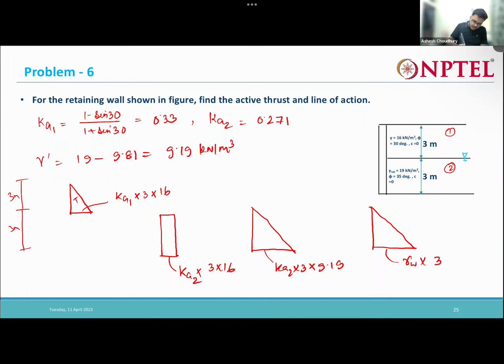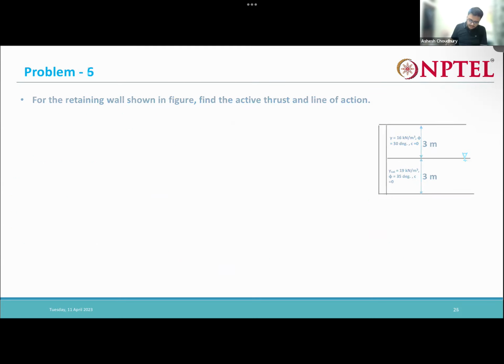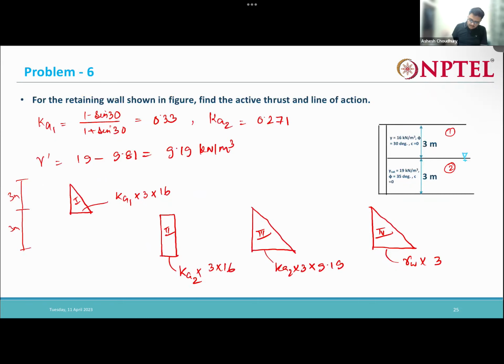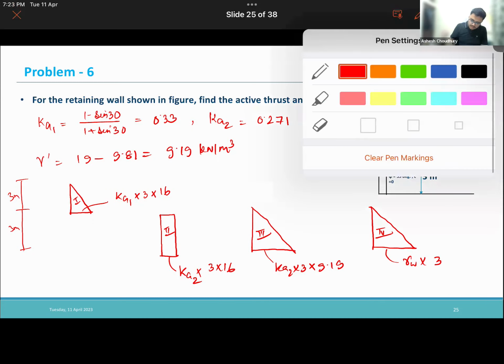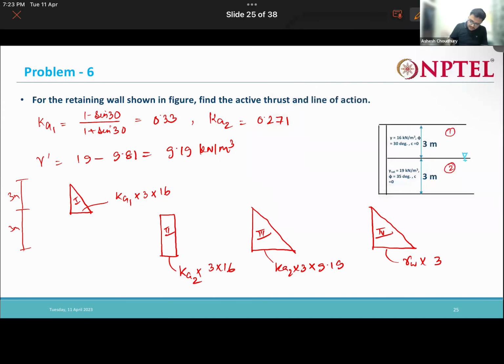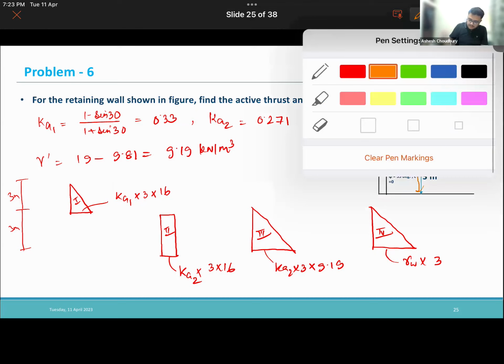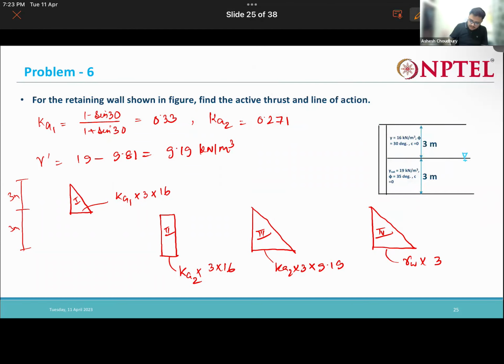So again we have this is 1, 2, 3, 4. Okay. And my P is acting somewhere. This P is actually acting somewhere at a height, say Y. Let me not write here. This is 1, this is 2. So this one, P is acting somewhere.